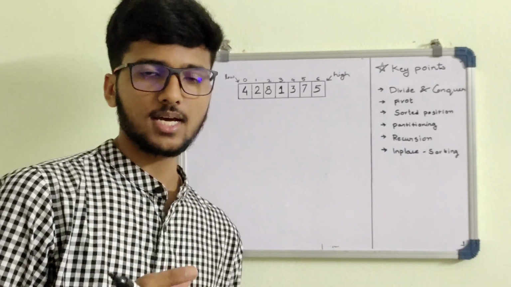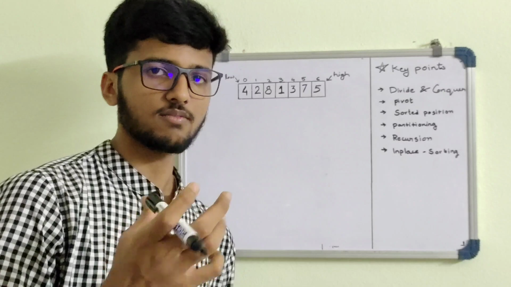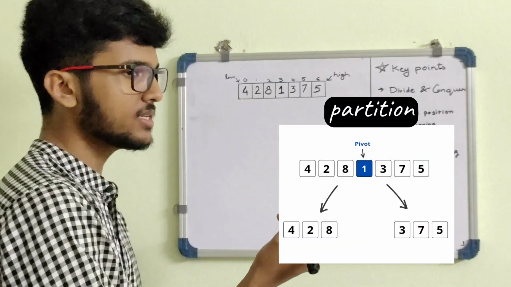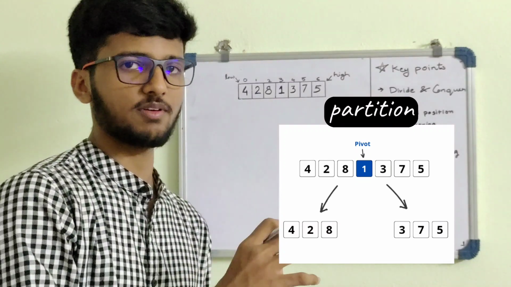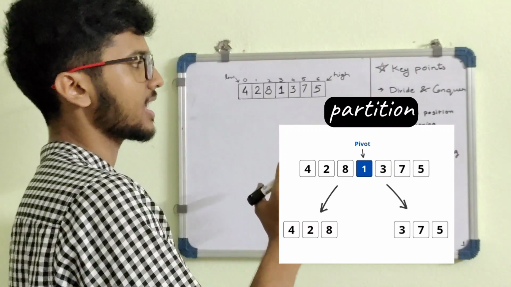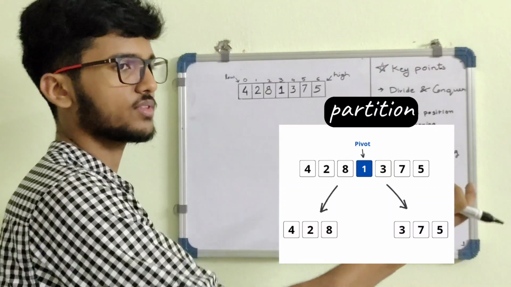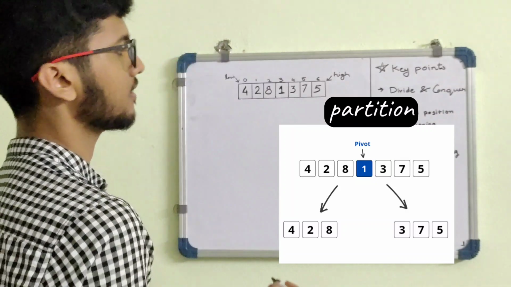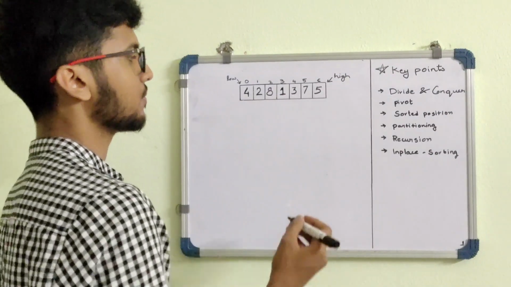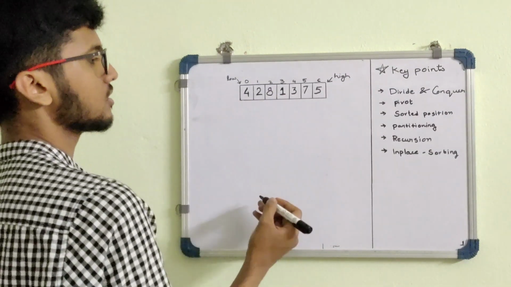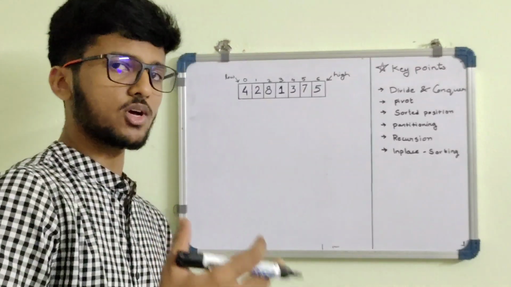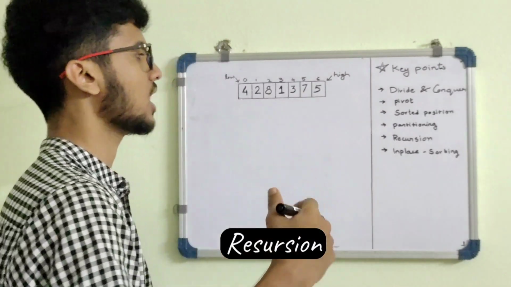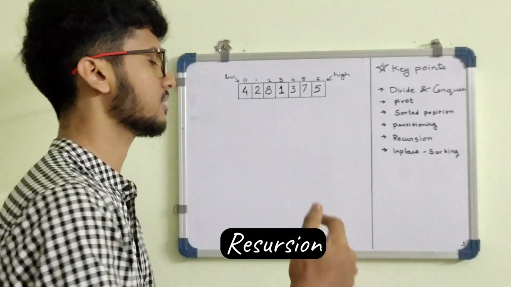After putting the pivot element in its sorted position, we are going to partition the array. That means the left partition of the pivot element and the right part of the array after sorting. I'll explain this clearly with an example. We do this partition process recursively in quicksort. So let's see the example clearly.